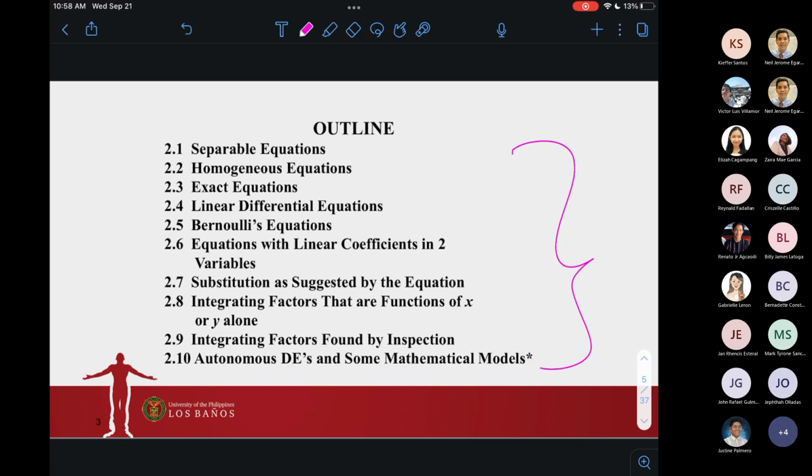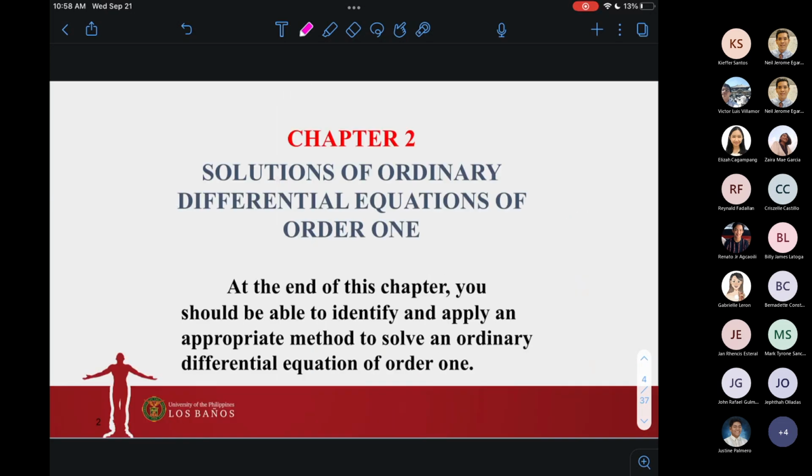And I guess yung target natin for this week is to tackle the first 3. Pero tingnan natin. I always favor depth of discussion rather than the length. So tingnan natin kung aabot tayo, pero ito yung end goal. So we can do sections 2.1 to 2.3. And we will do the discussions plus the homework so that at the end of the unit, you will be able to identify and apply the appropriate method to solve an ODE of order 1.